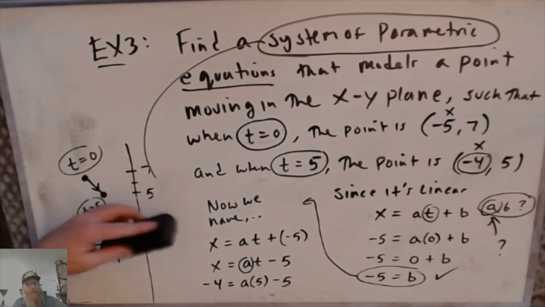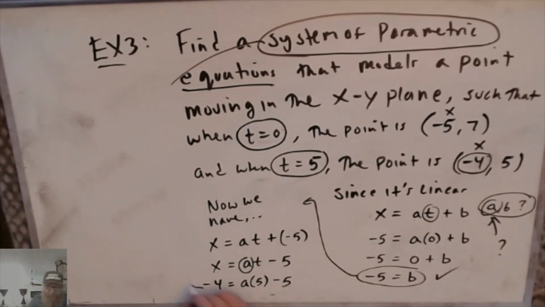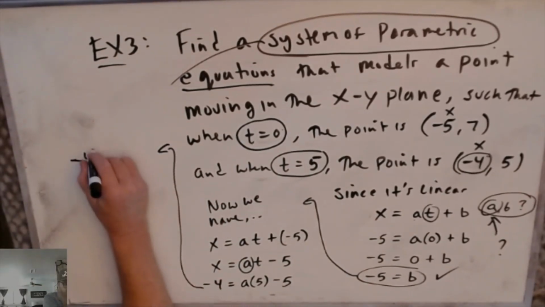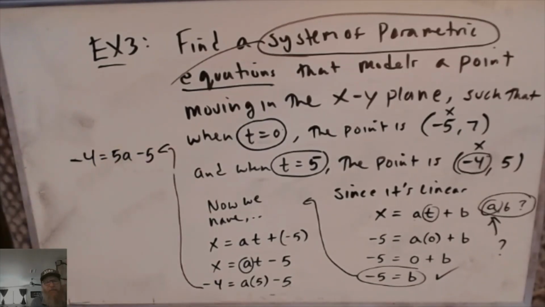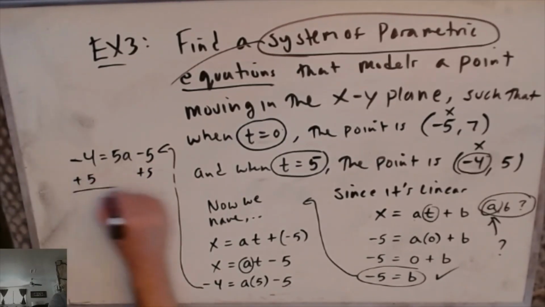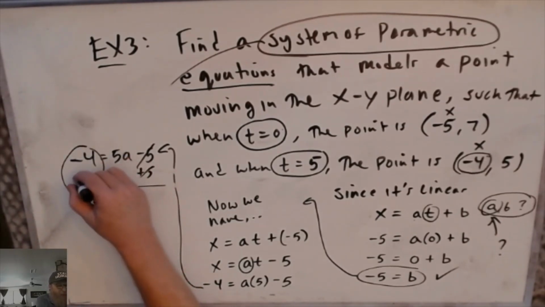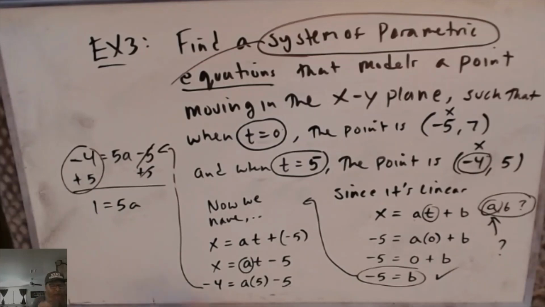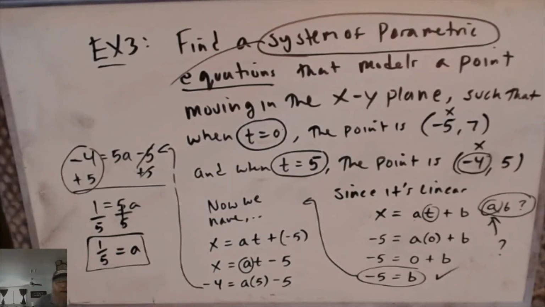All right. I need to erase this graph. I'll reproduce the graph when I'm done with the problem. So now I've got negative 4 equals 5a minus 5. Or in other words, if I add 5 to both sides, I get 1 equals 5a, combining the negative 4 and the positive 5. So a is 1/5. There's my a.